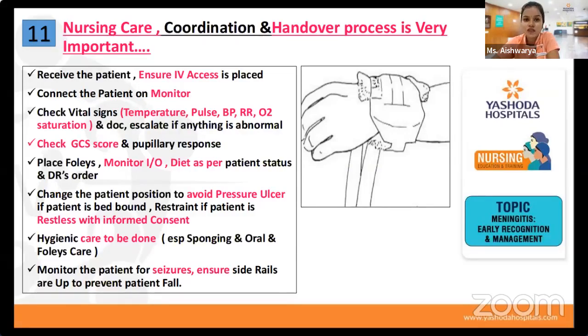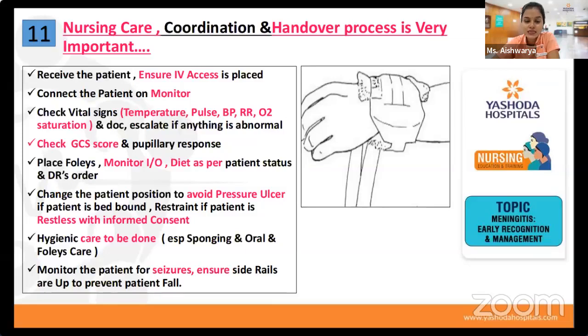Check the GCS score of the patient, pupillary response also. Place a Foley's catheter, monitor intake and output of the patient. Diet should be provided for the patient as per doctor's order and patient status. If taking orally, give an oral diet, or otherwise Ryle's tube feeding. Change the position to avoid pressure ulcers for a bedbound patient.